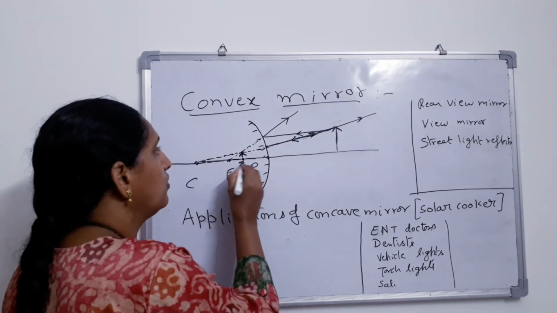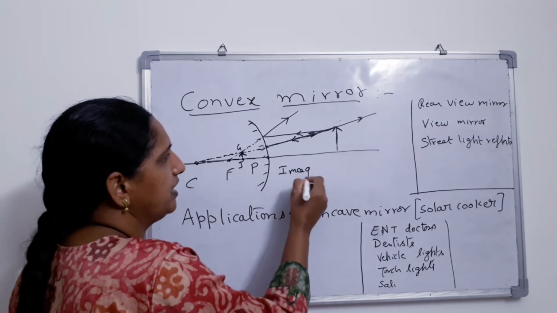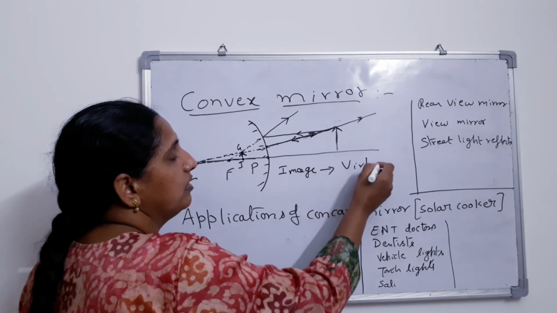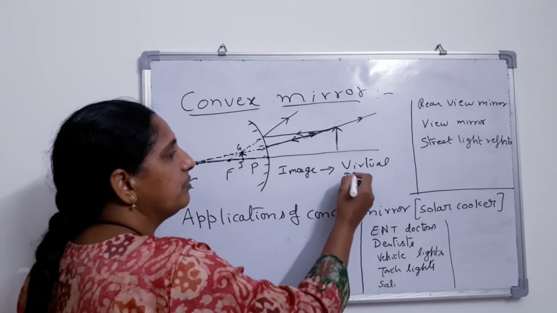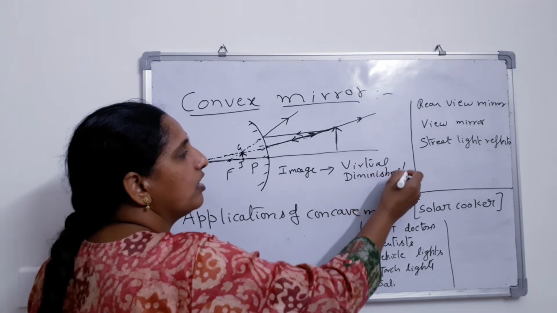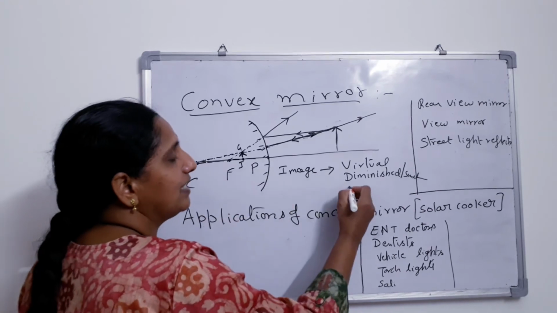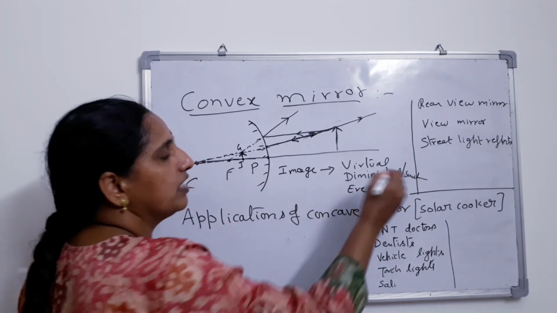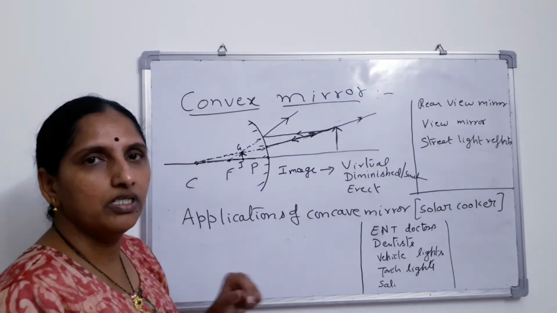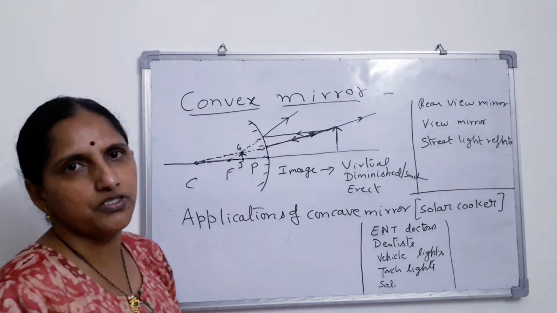Now let me define how the image is formed. So the image kind is virtual, diminished, or what we call not totally diminished but smaller in size, and erect. Okay, so this is the kind of image formed, and wherever you keep the object, this is how the image is going to be.